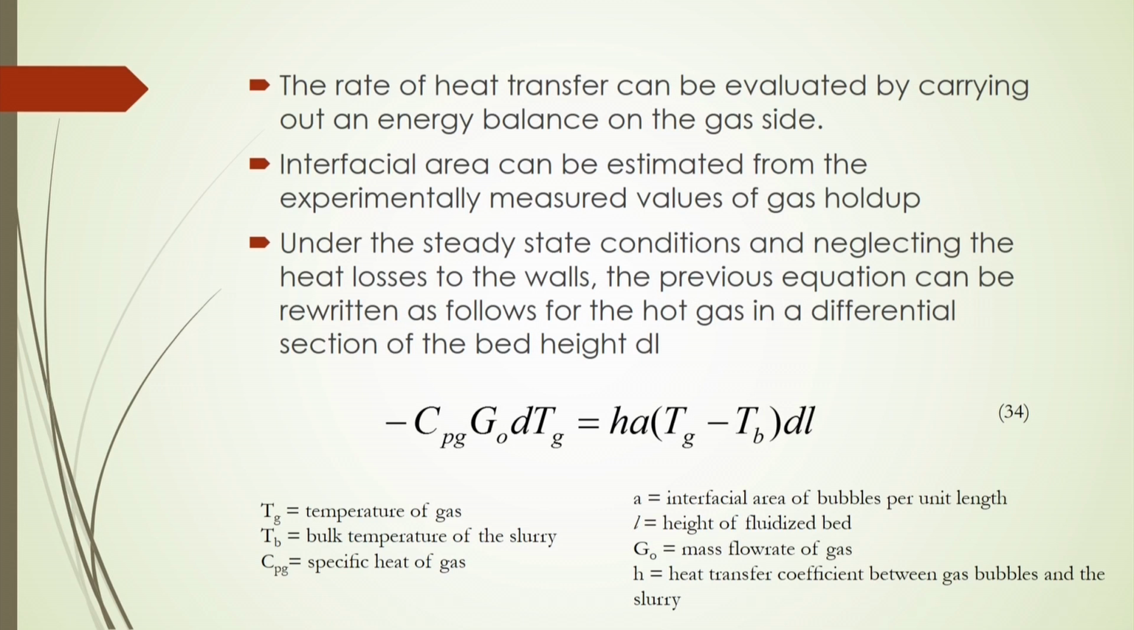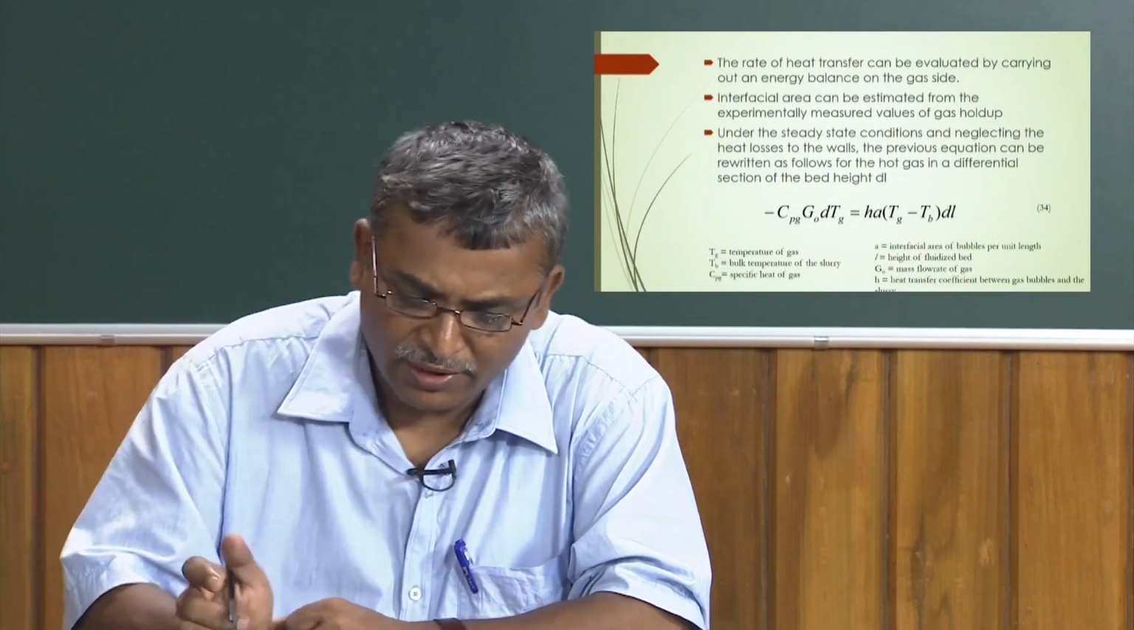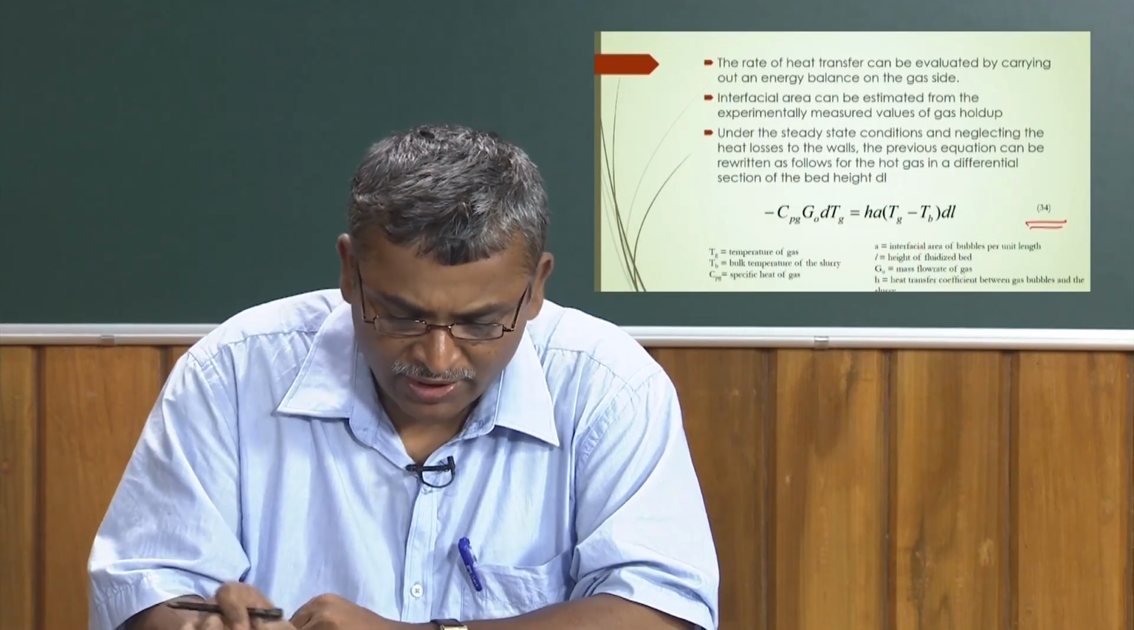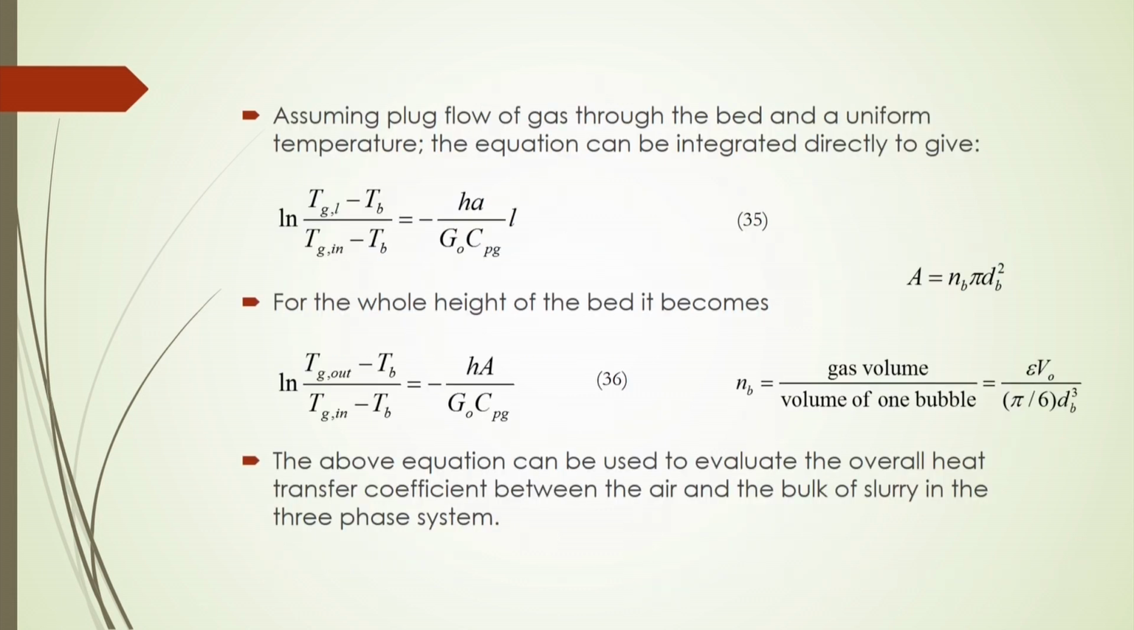Here, gas hold up is very interesting, as it will govern the change of heat transfer coefficient, which can be calculated from equation number 34. Now, small a here is the interfacial area of the bubbles per unit length, and this interfacial area of course depends on the gas hold up inside the bed. Assuming plug flow of the gas through the bed and uniform temperature, the equation can then be integrated directly to give equation number 35, from which you will be able to calculate the temperature at a certain length of the 3-phase fluidized bed.